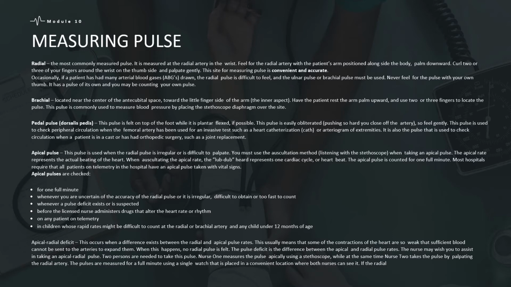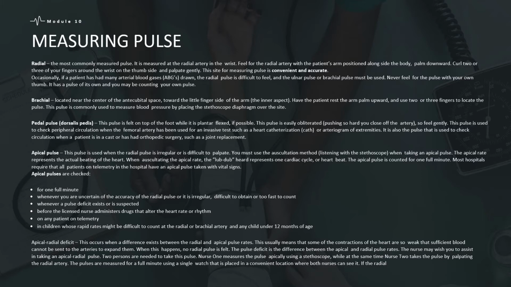Apical radial deficit. This occurs when a difference exists between the radial and apical pulse rates. This usually means that some of the contractions of the heart are so weak that sufficient blood cannot be sent to the arteries to expand them. When this happens, no radial pulse is felt. The pulse deficit is the difference between the apical and radial pulse rates.